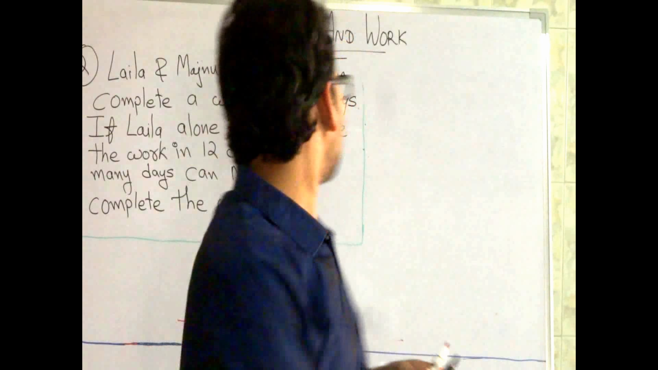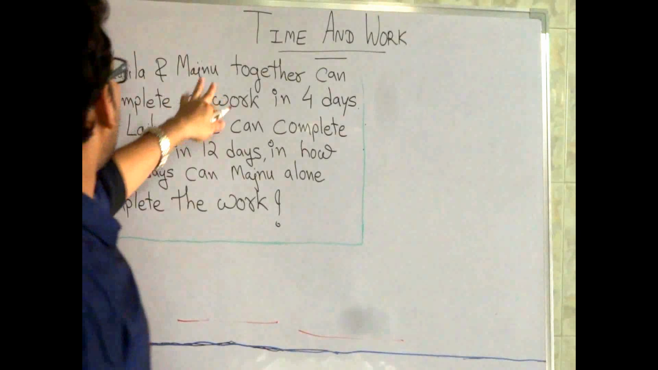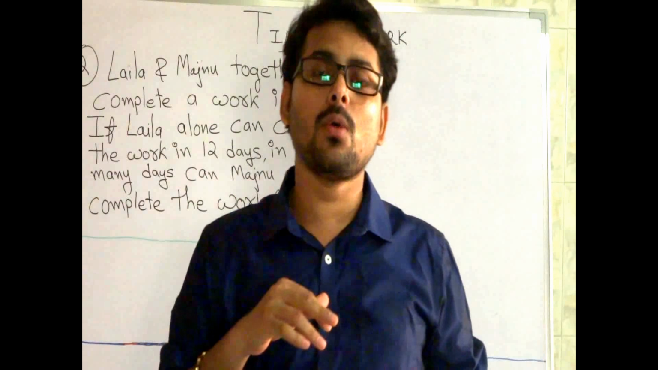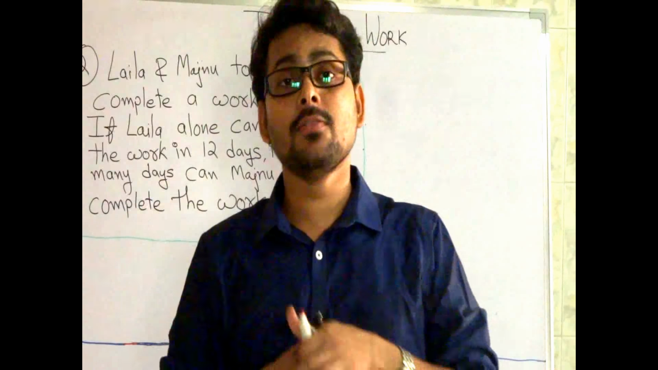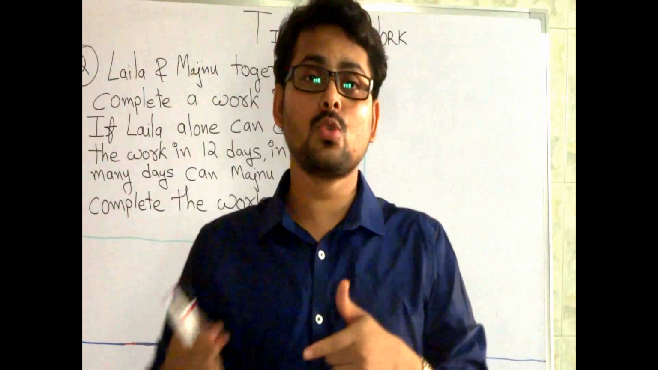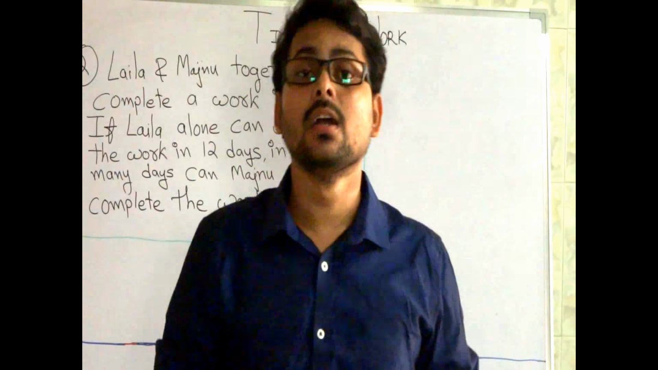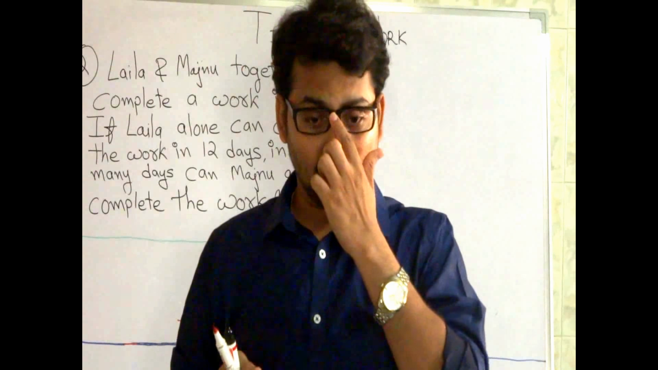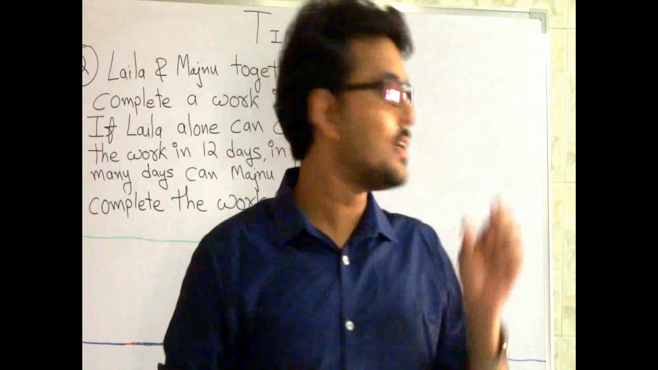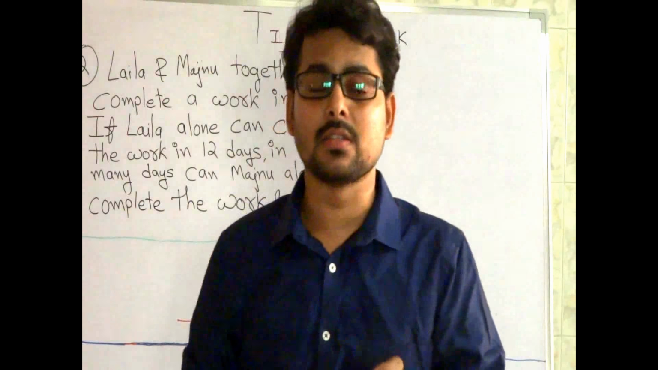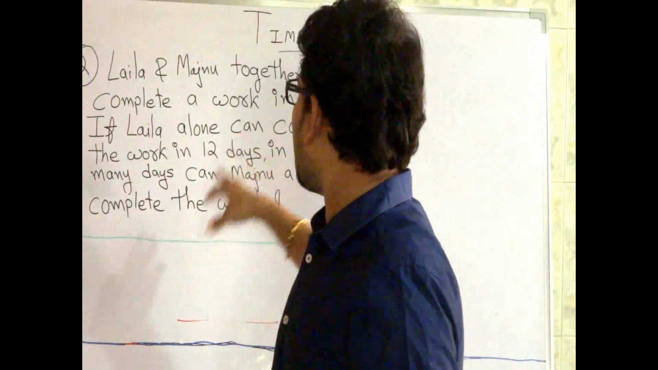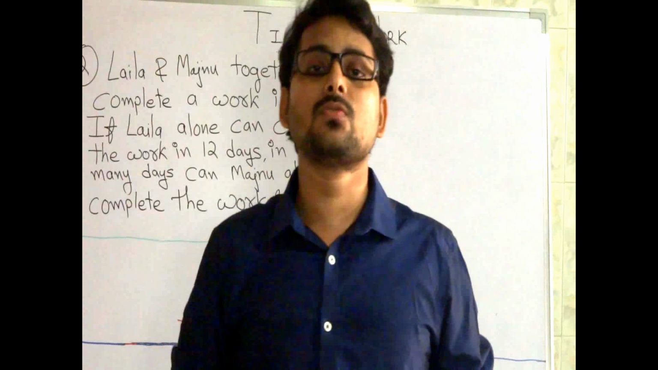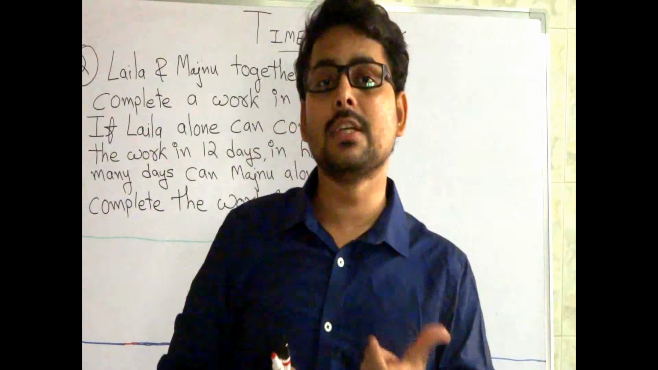So we will take the first formula. Laila and Majnu together can complete a work in 4 days. Now in the last problem they asked how long it should take if both are working together, Motu and Patlu. Now here they have given the answer. Laila and Majnu working together can complete the work in 4 days, and if Laila alone is working, then 12 days. So if Majnu alone is working, how long should it take?